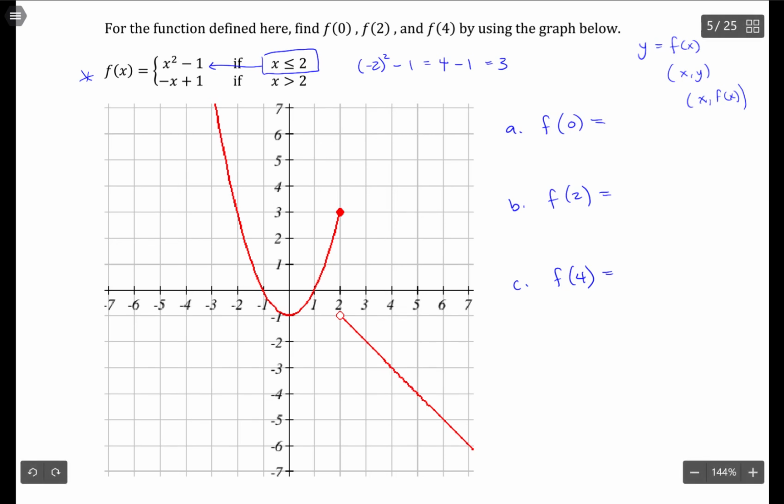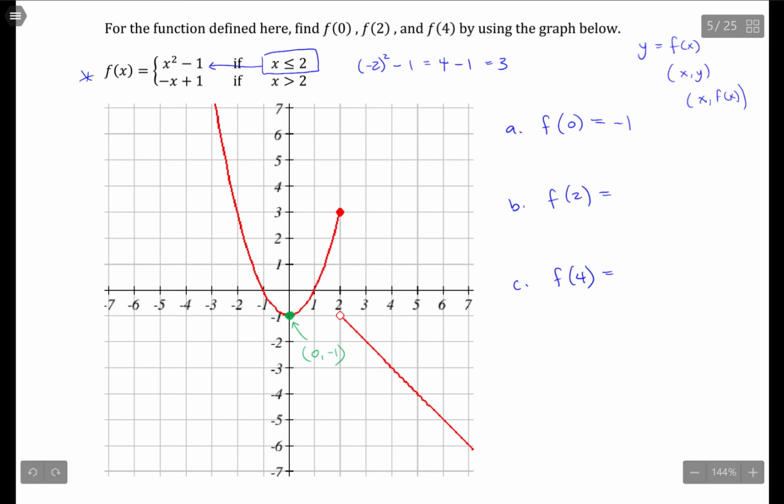So let's start off with f of 0. So we find 0 on the x, and then determine where that is on the graph, and then come up with the coordinates of this point. So the coordinates are 0, -1. So when the x is 0, the y is -1. So that's the value of the function there.